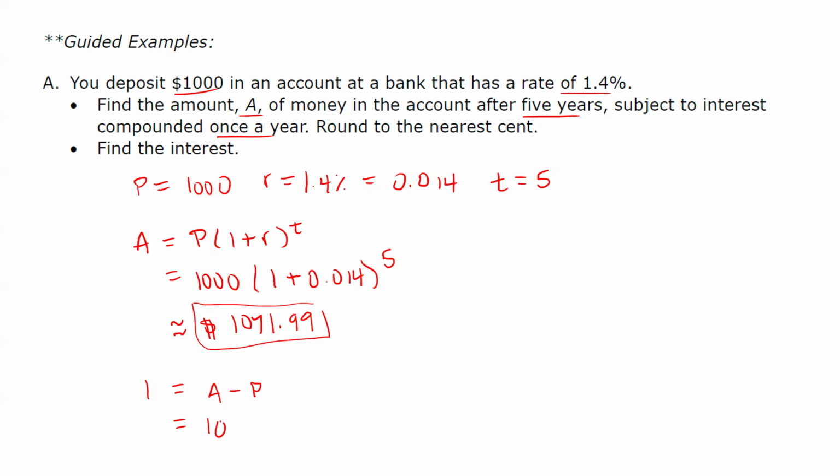So we'll take $1,071.99 and subtract 1,000, and that will get us a total of $71.99. So that is the total interest that was added to the principal.